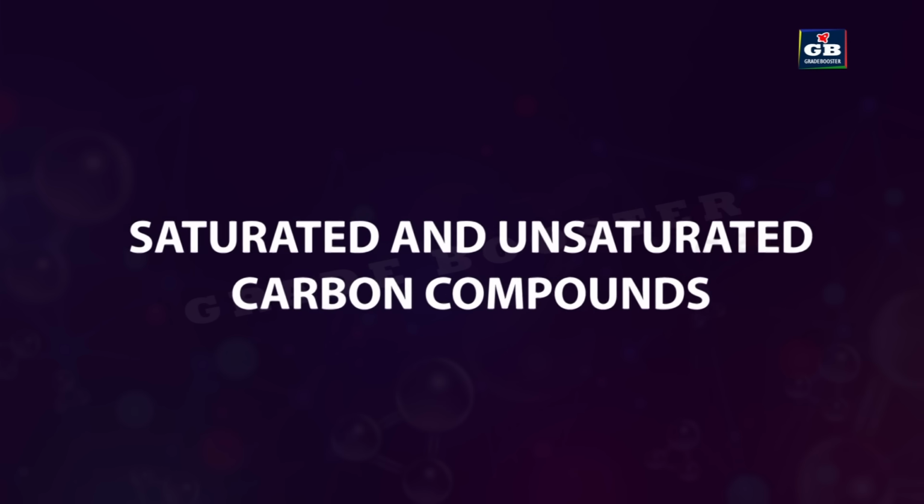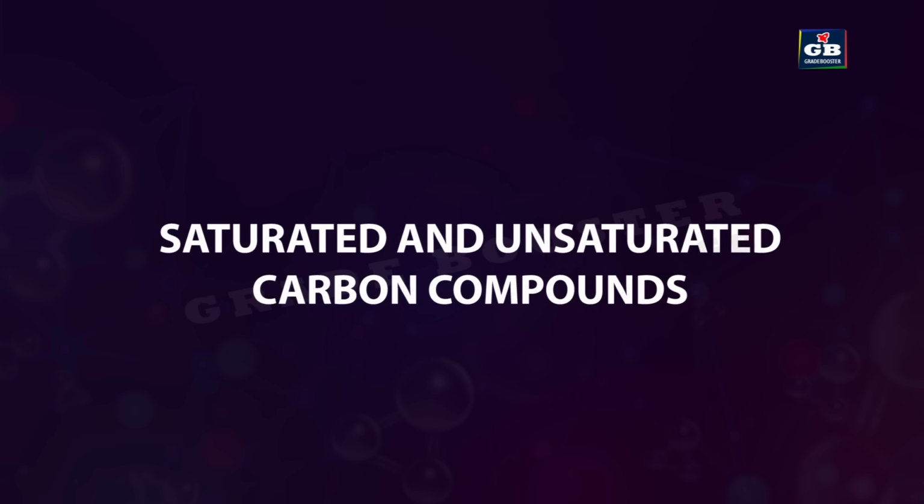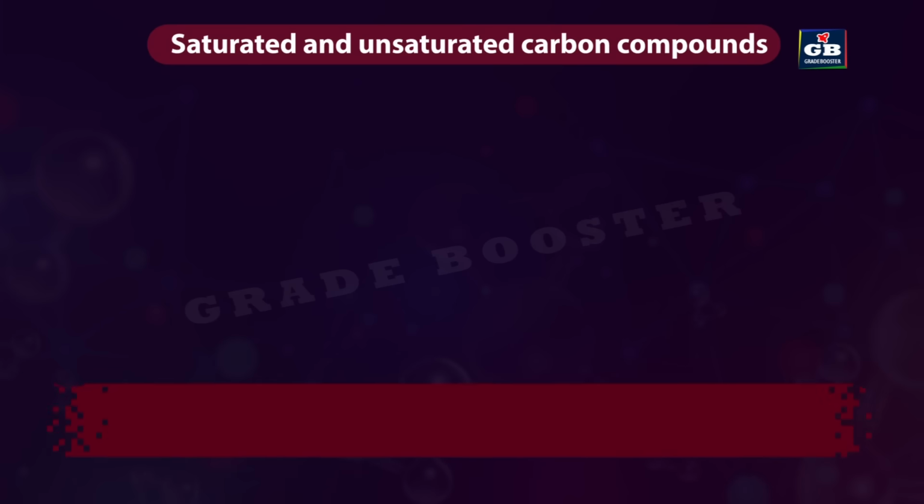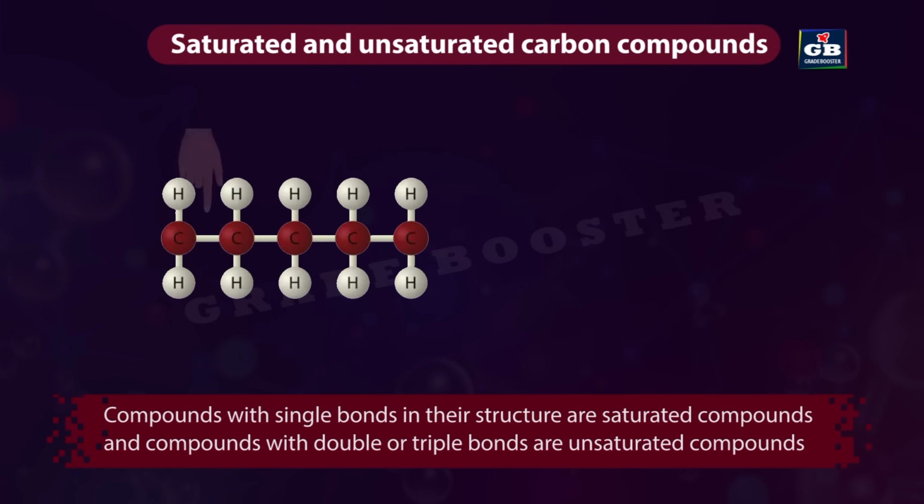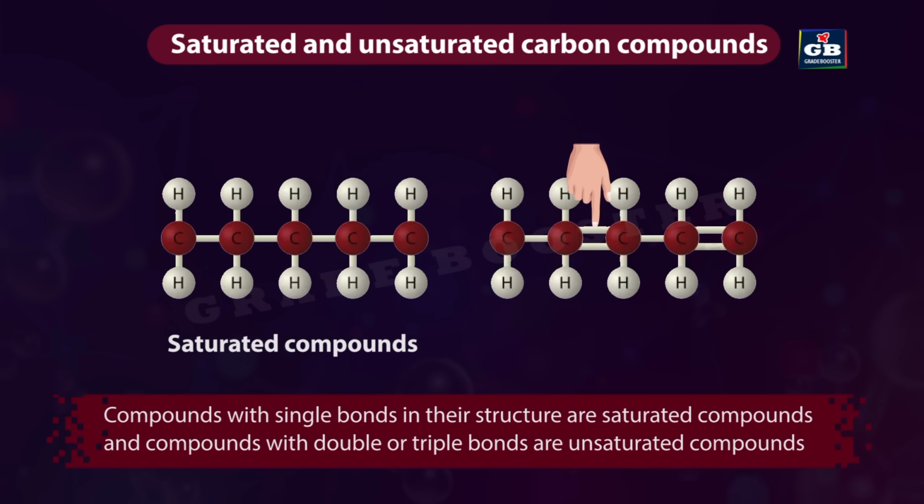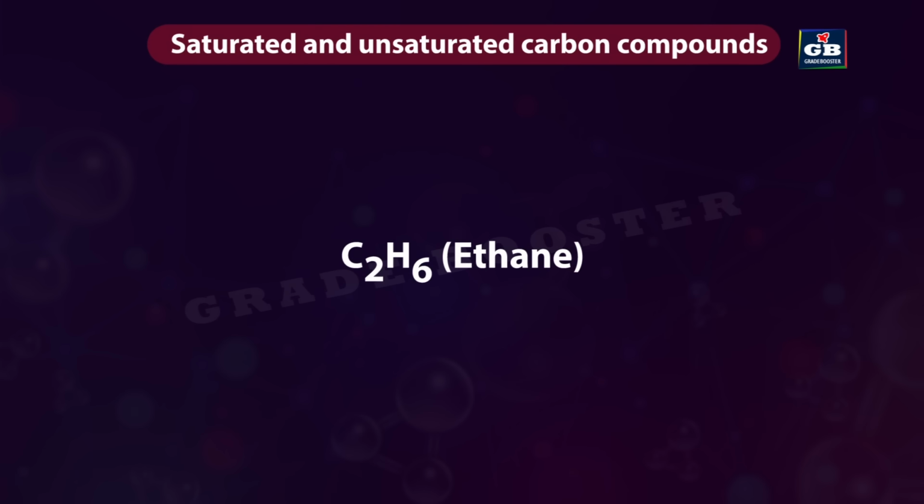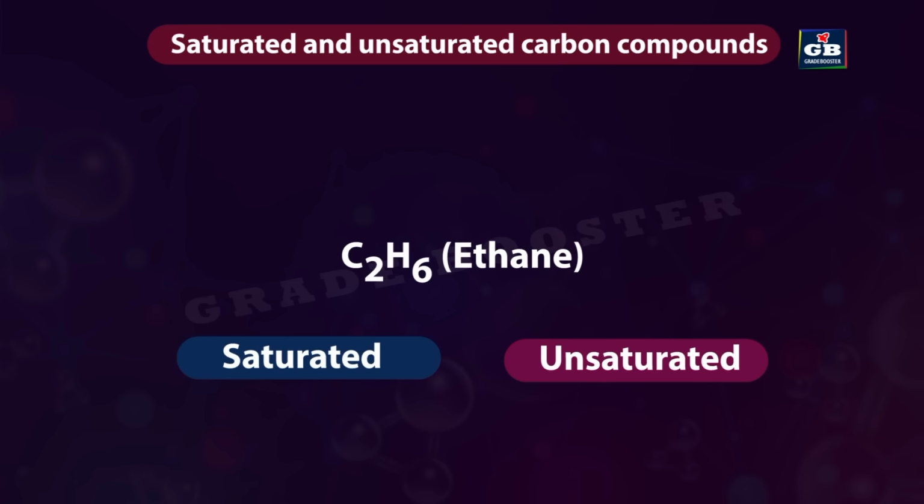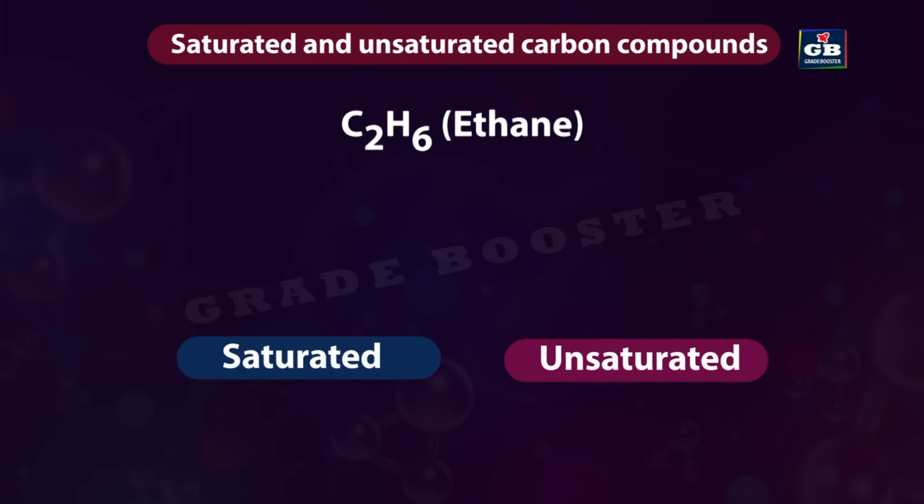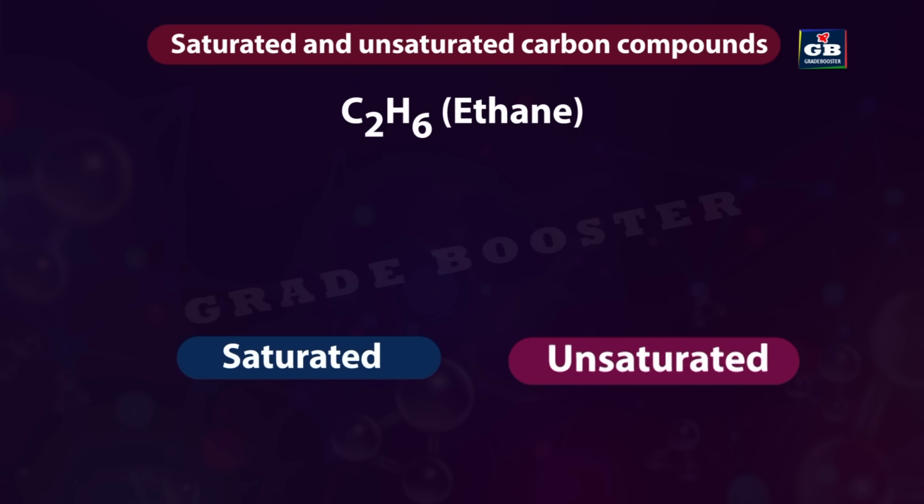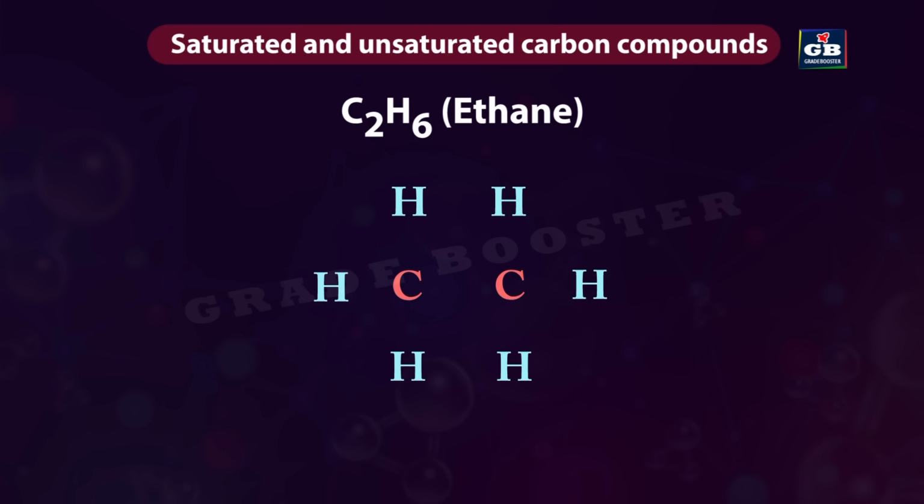Saturated and unsaturated carbon compounds. We already learned that compounds with single bonds in their structure are saturated compounds, and compounds with double or triple bonds are unsaturated compounds. C2H6, ethane, is it saturated or unsaturated? Let us draw its structure to know whether it is saturated or unsaturated.